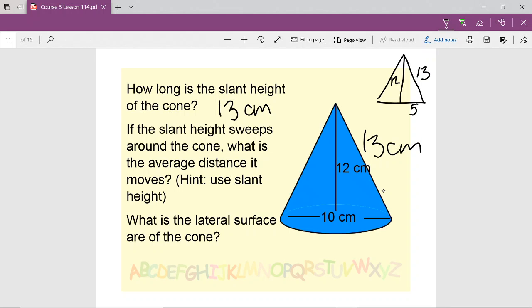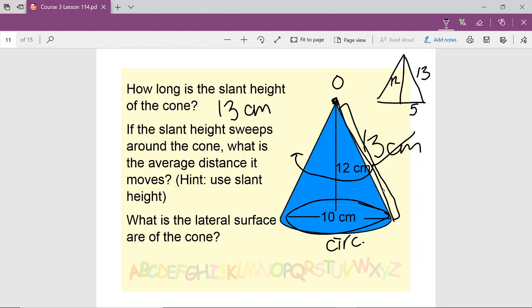All right, if the slant height sweeps around the cone, so here's our broom, and it's going to sweep around the cone all the way around. What is the average distance it moves? Well, this top point is 0, and the bottom that it moves is the circumference, which comes from doing diameter times pi, so 10 pi.